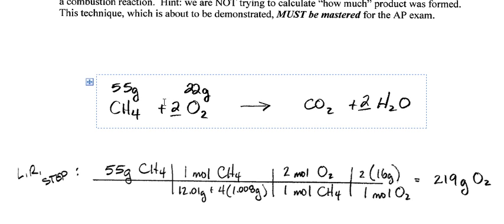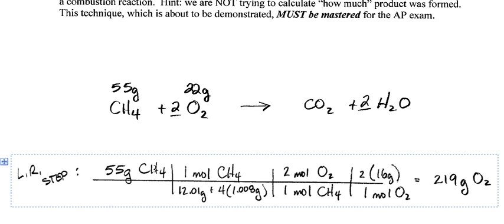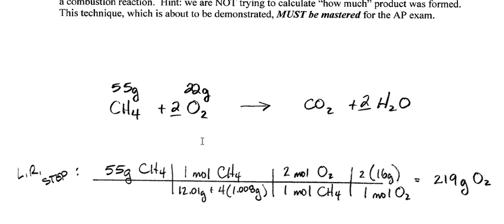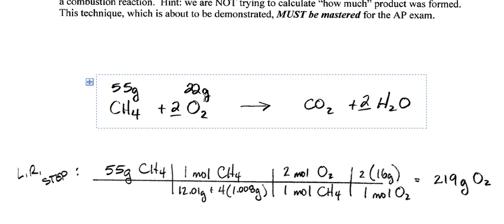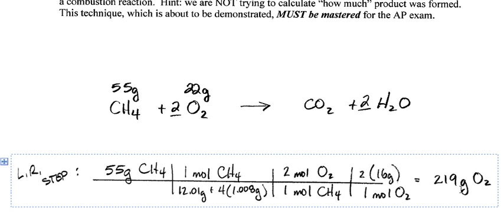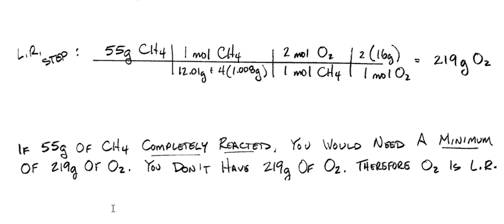If you said oxygen is your limiting reactant, you are correct. Here's the rationale, and you need to talk yourself through this. If I use all 55 grams of methane, I'm going to need at least 219 grams of oxygen. I don't have enough oxygen to completely use up all the methane. Therefore, since I only have 22 grams of oxygen, I'm going to run out of oxygen well before I have a chance to run out of methane. Therefore, my limiting reactant is oxygen.